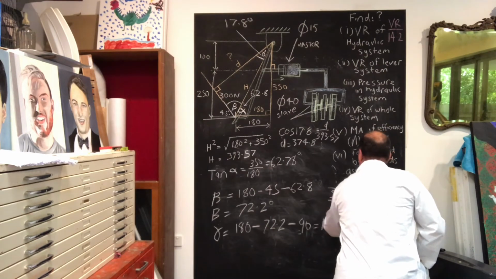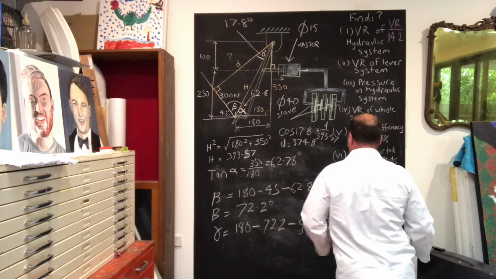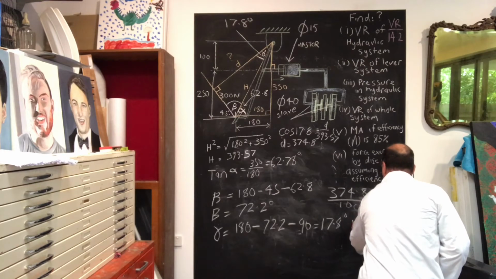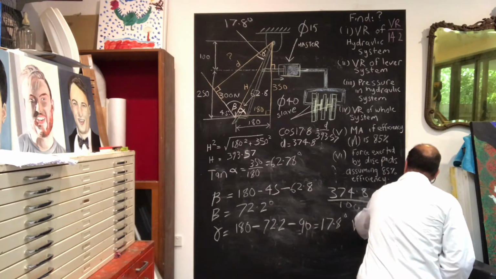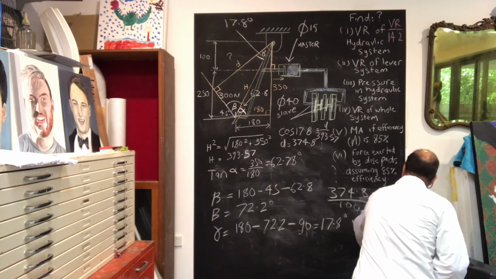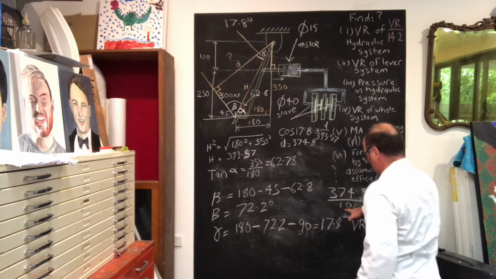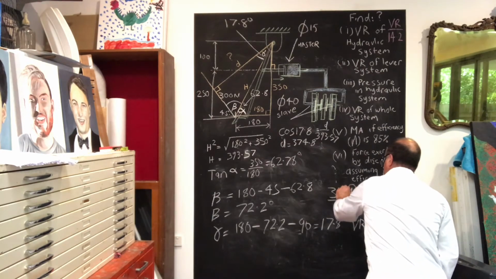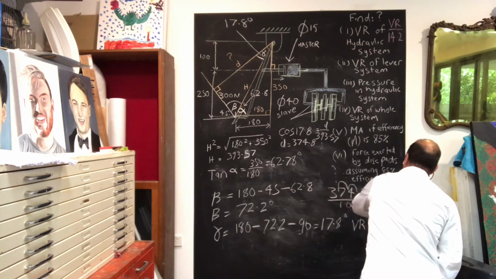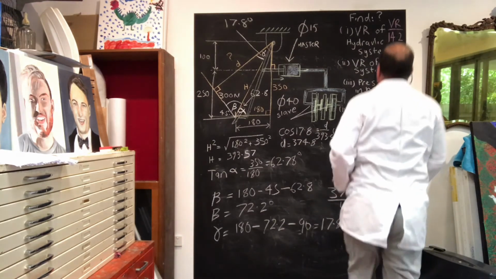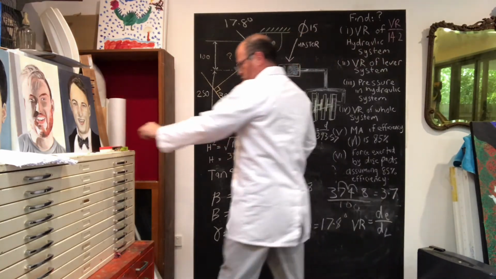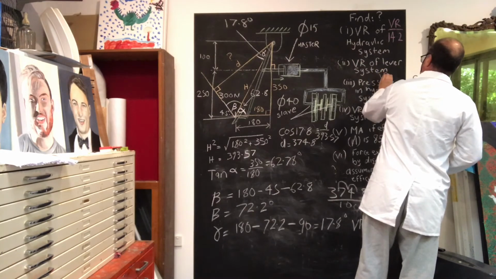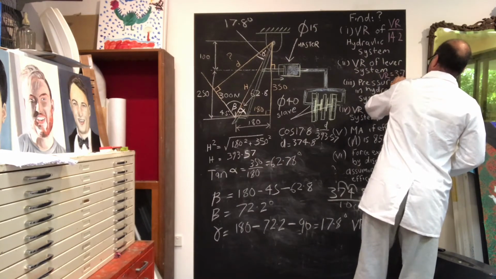So 374.8 divided by 100, because we know that VR, I'll write the equation down here, VR equals distance effort over distance load. So that's why we've done 374.8 over 100. We just need to move our decimal point because we're dividing by 100. That gives us 3.7. So our velocity ratio for this question, for the simple lever, VR equals 3.7. Okay?